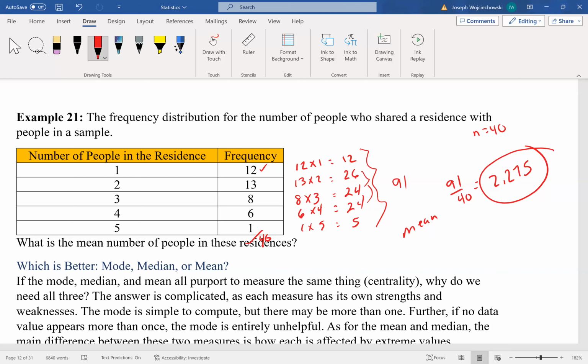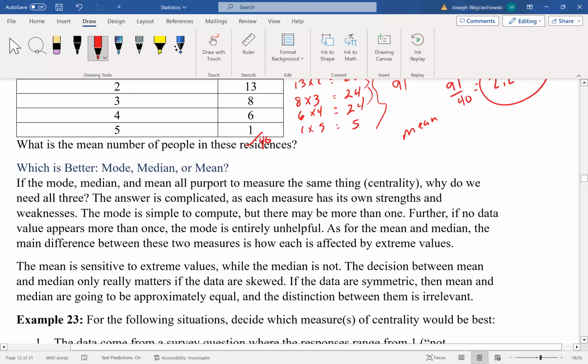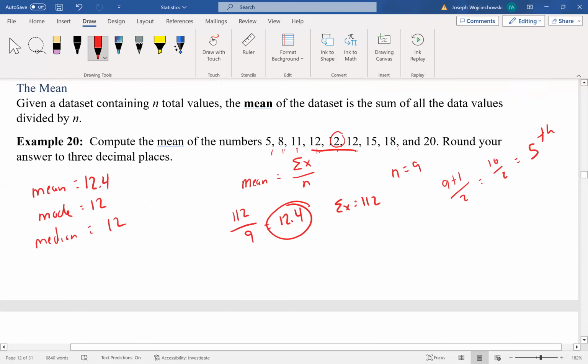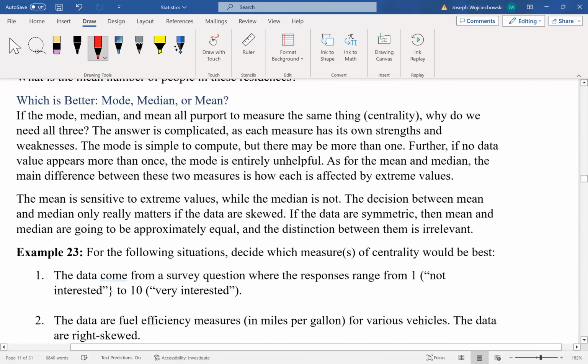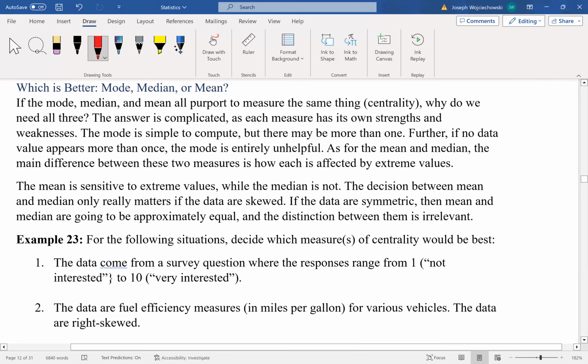So if the mode, median, and mean all purport to measure the same thing, centrality, which we saw here, the middle, it's all the same, pretty much. Why do we need all three? The answer is complicated, as each measure has its own strengths and weaknesses. The mode is simple to compute, but there may be more than one. Further, if no data value appears more than once, the mode is entirely unhelpful.